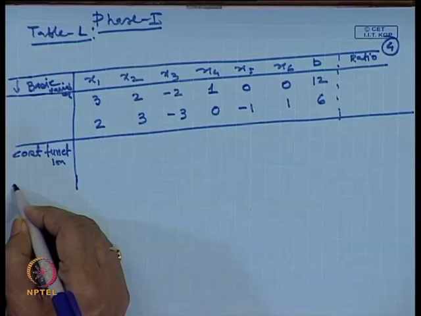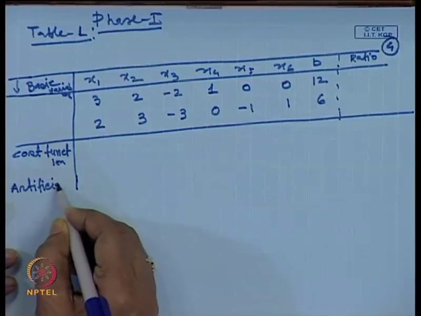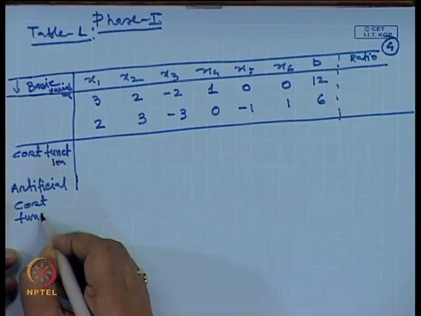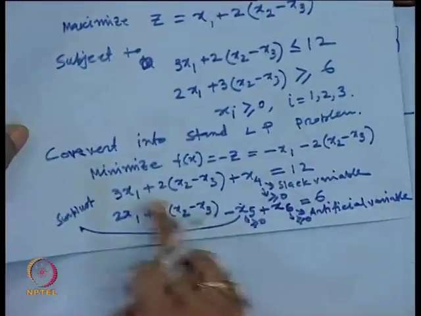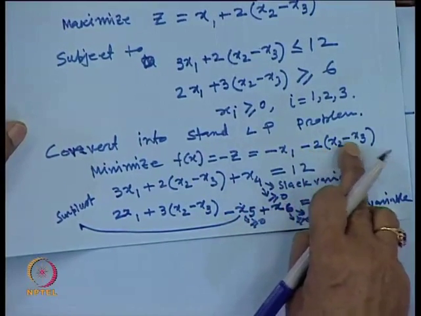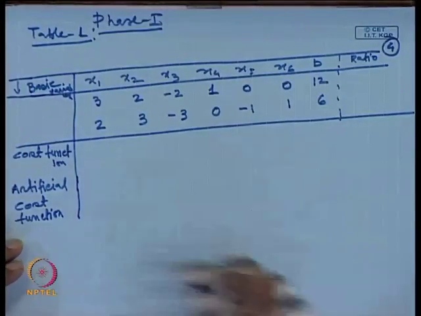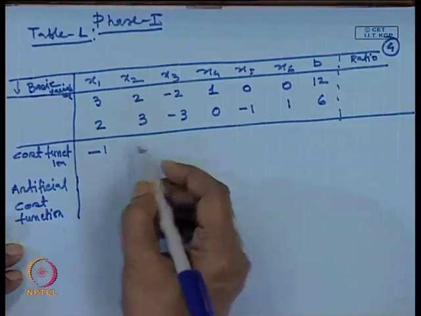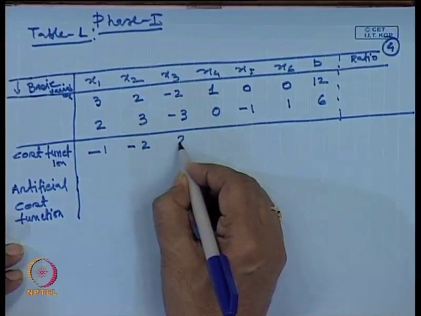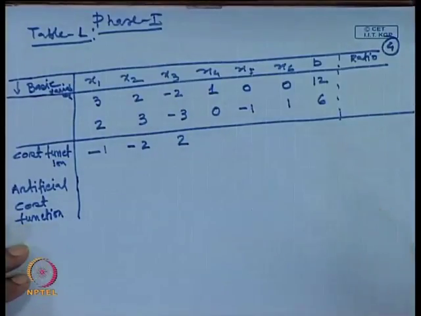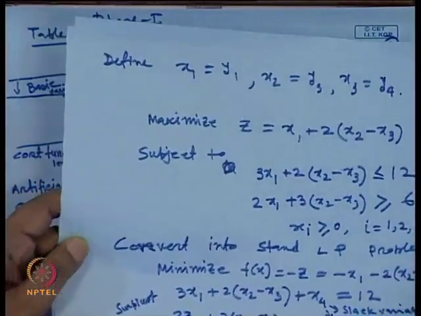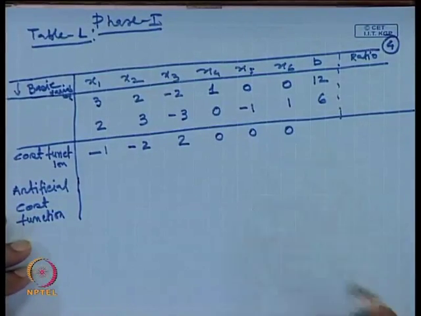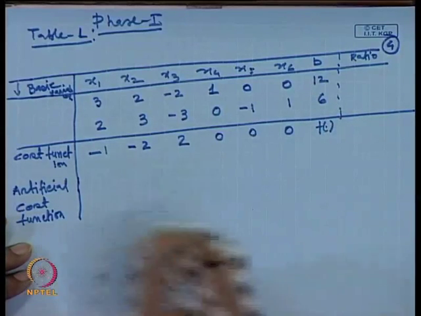Next is our artificial cost function. So, let us see what our original cost function is. If you see our original cost function, that minimize f of x, that is minus x1 minus x2 bracket, if you open, plus x3. So, under x1 is minus 1, the original cost function. Under x2 is minus 2, under x3 is 0 or 2, and x4, x5, x6 are not there. So, these all are 0, 0, 0. And what is this, your right hand side of this one? This value is f of x. So, you will write simply f of x, meaning the function value of this one.